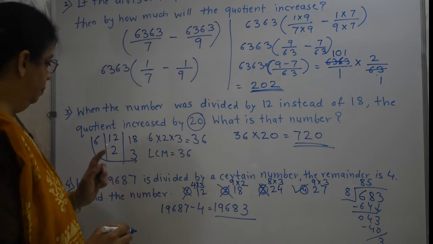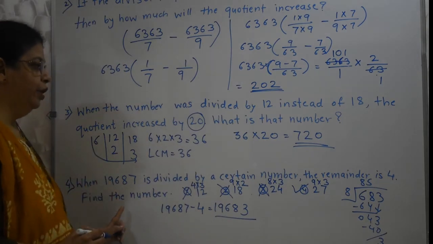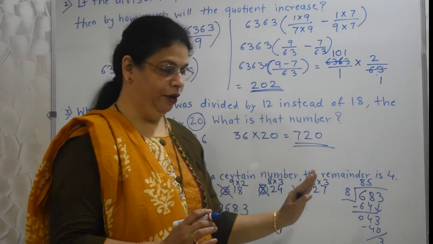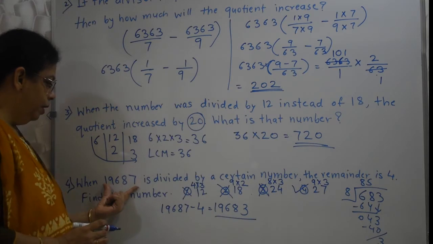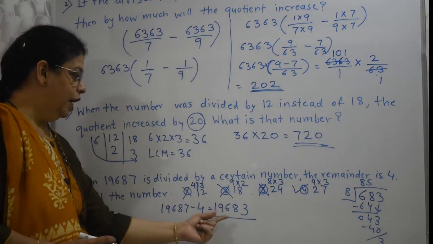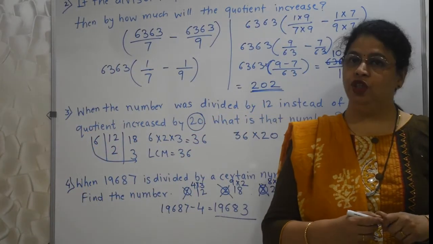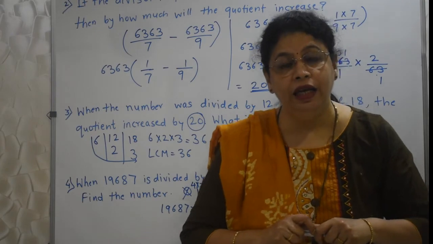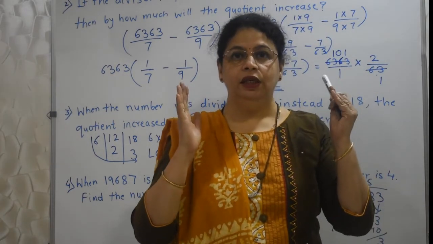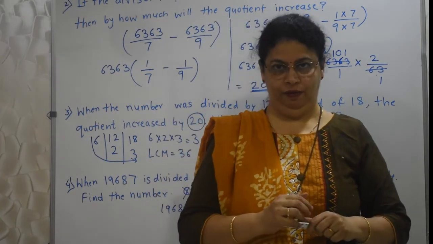Students, please revise this. This is very important. First I subtracted the remainder. Then the actual number is not this, it is this. Then with the help of the divisibility test, I found out by which number it is exactly divisible. Because after removing the remainder, whatever is the remaining dividend, that has to be completely divisible by the divisor.